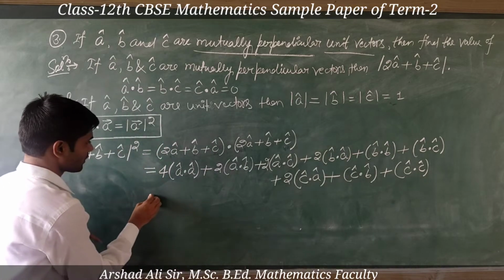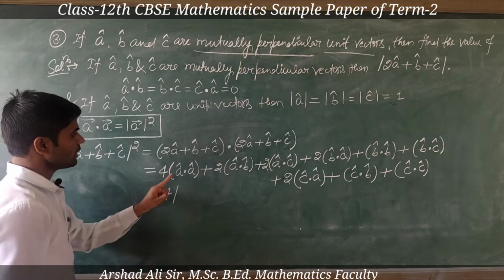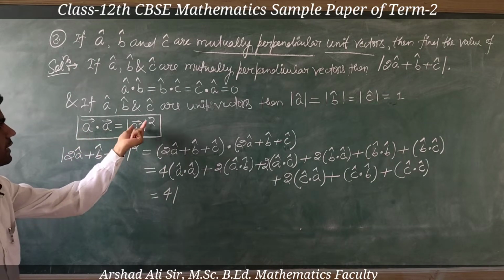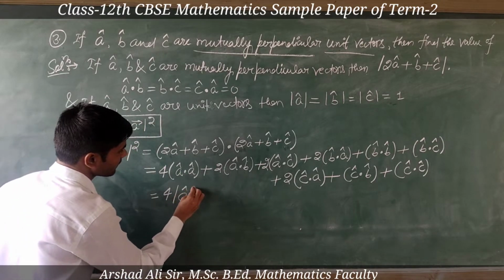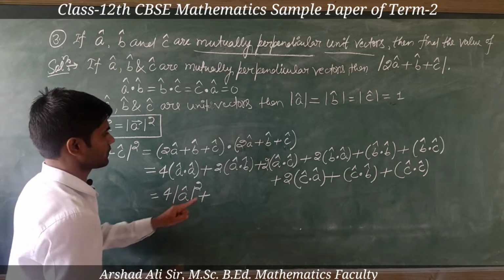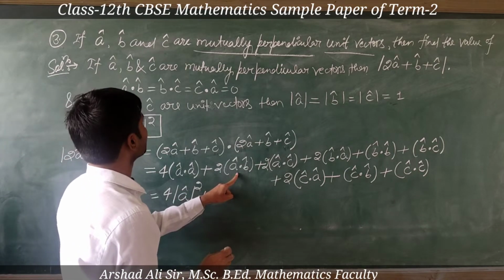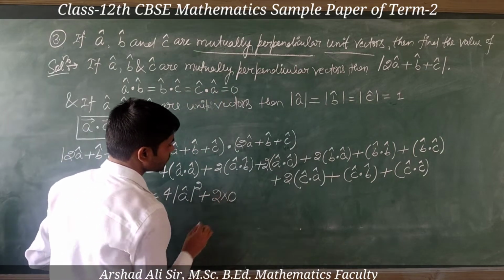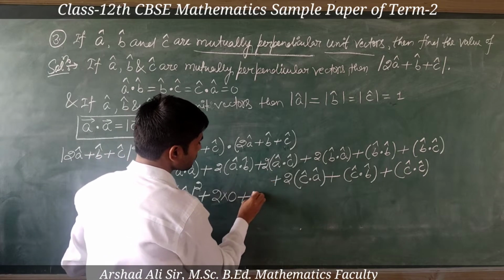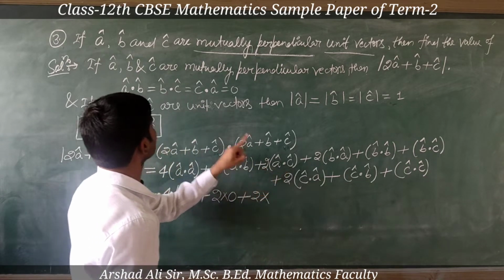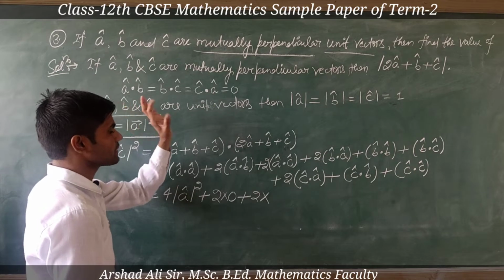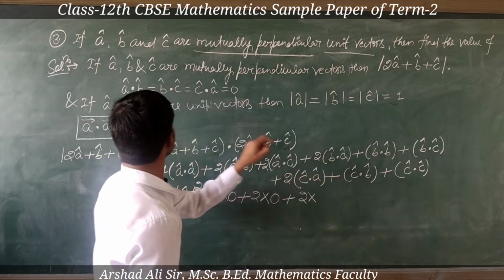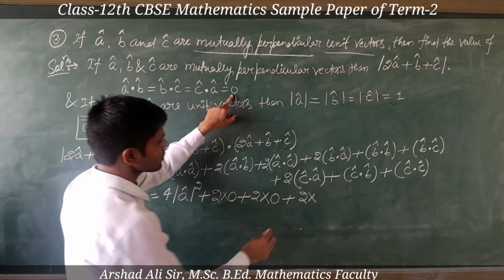Okay, now we can simplify. 4 into a cap dot a cap, a dot a means modulus of a whole square, so we can write |a cap|² plus 2 a dot b, which we have been given equal to 0, so we can put 0 plus 2 a dot c, a dot c or c dot a is the same thing, so we can write 0 plus 2 b dot a or a dot b is equal to 0.